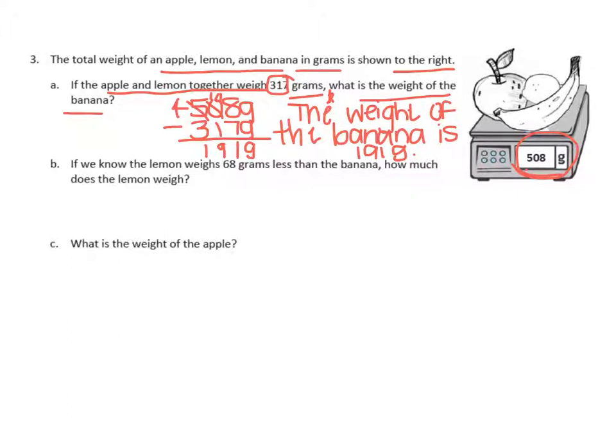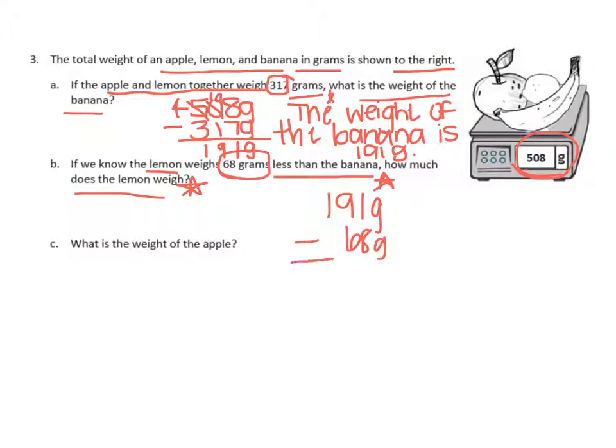If we know that the lemon weighs 68 grams less than the banana, how much does the lemon weigh? So we have to use what we figured out in letter A, which was the weight of the banana. So 191 grams minus the 68 grams less. So I'm going to go ahead and subtract.